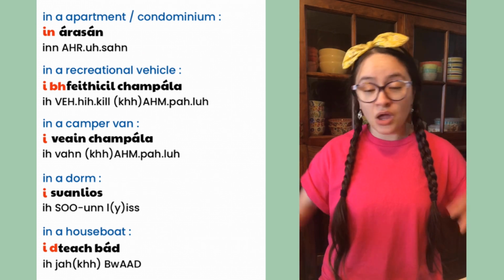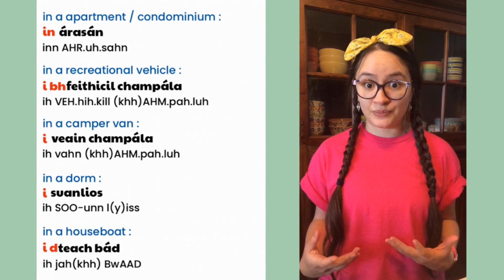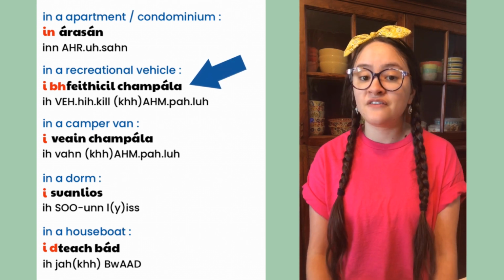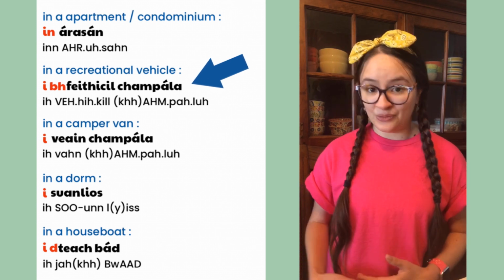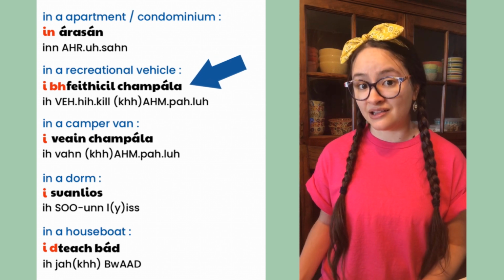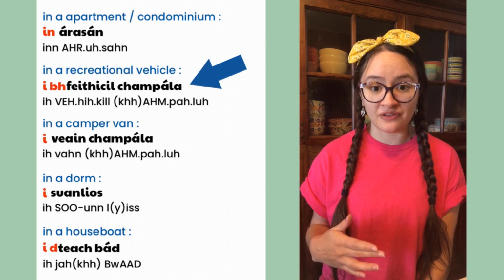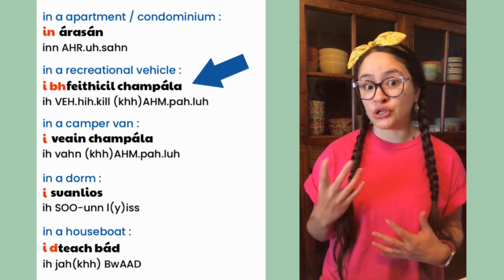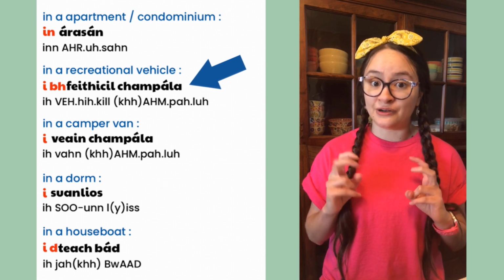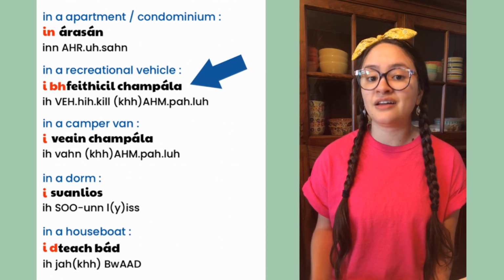Now some lucky people travel the country and they live in an RV or a recreational vehicle. In Irish, a recreational vehicle is vehicle hampala. In a recreational vehicle becomes I vehicle hampala. In this instance, the F was eclipsed by adding BH in front of it. BH acts as a single unit in eclipsis, and as if it's one single letter, is the buddy letter of F, and it changes the sound from an F sound to a V sound.